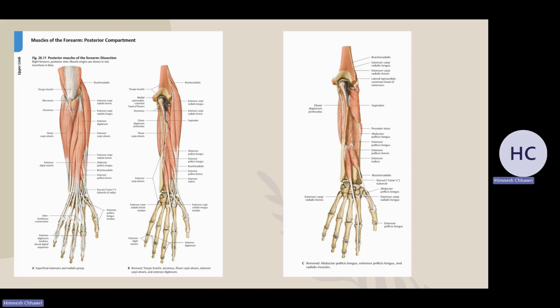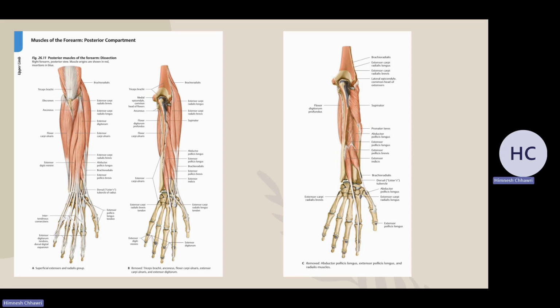Now, the posterior compartment. The posterior compartment is usually divided into just two main layers. Like the anterior compartment was divided into the three layers: superficial, middle, and deep, this is usually divided into just two layers. We can move lateral to medial, like we were moving from anterior to posterior. Then we can just move lateral to medial.